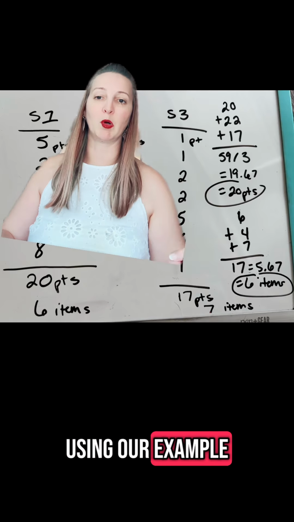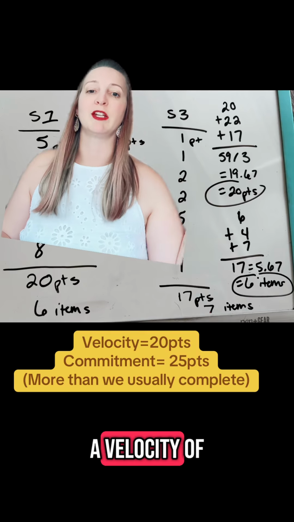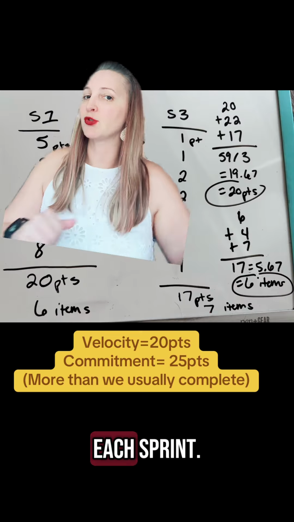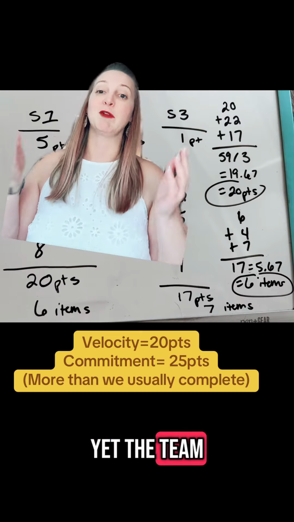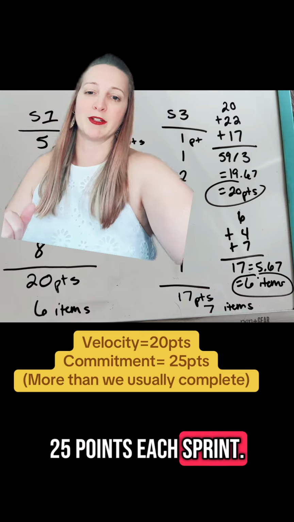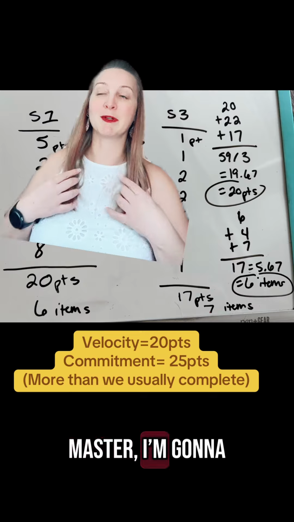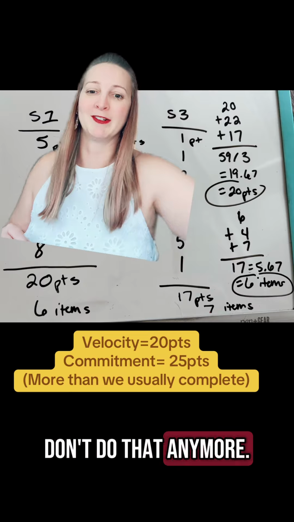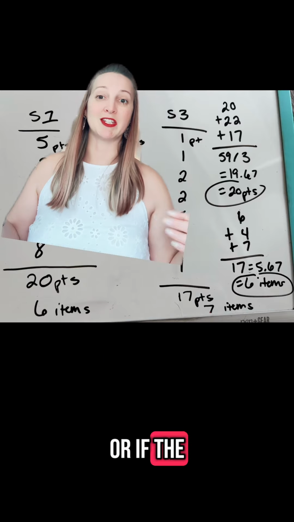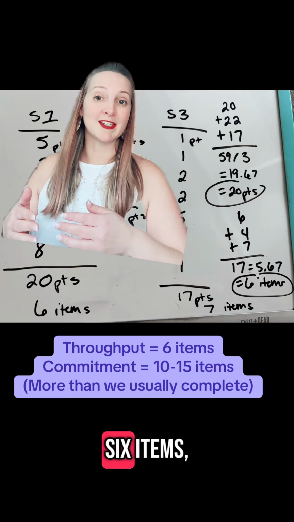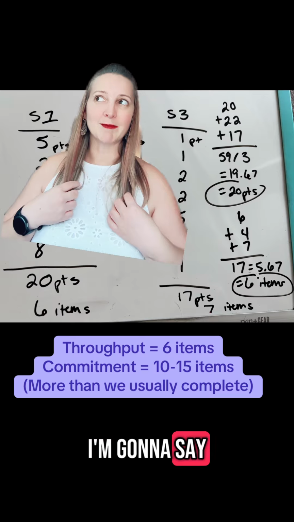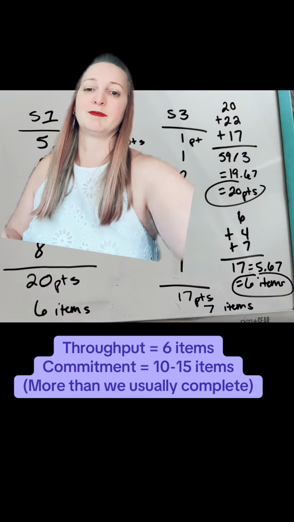Using our example of we have a velocity of 20 points. We know that's how much we tend to complete each sprint. Yet the team has a history of committing to 25 points each sprint. As a Scrum Master, I'm going to suggest that we don't do that anymore, that we commit to 20 or less points. Or if the team has a throughput of 6 items and they tend to commit to 10 to 15, I'm going to say that's not working for us.